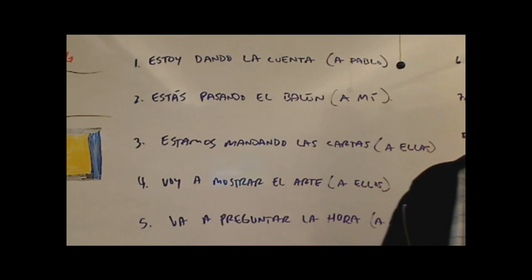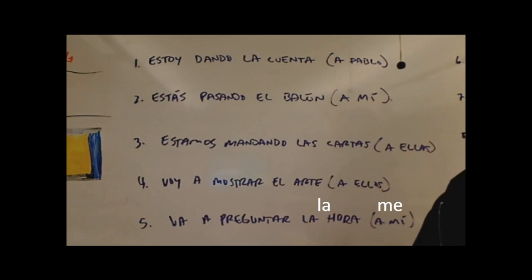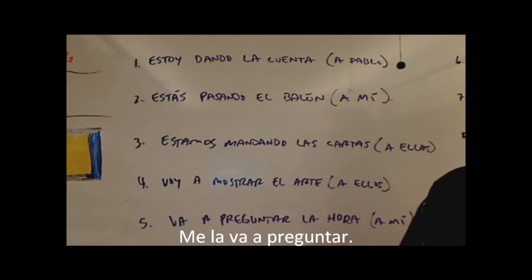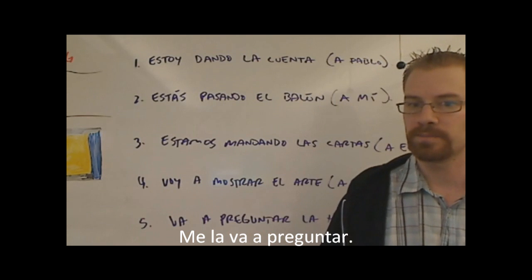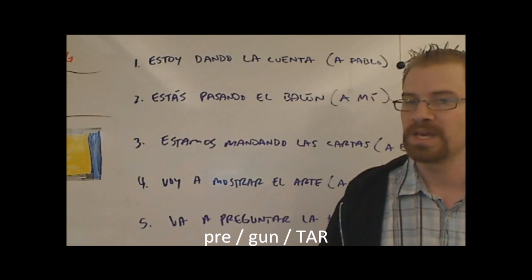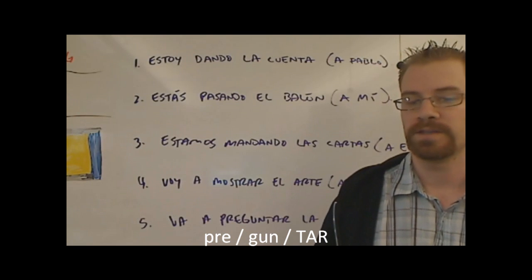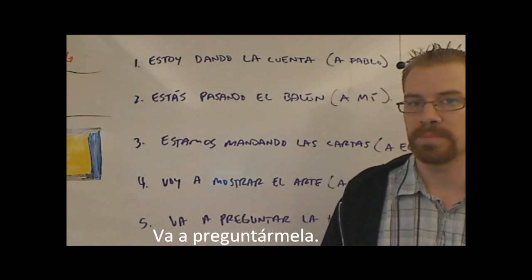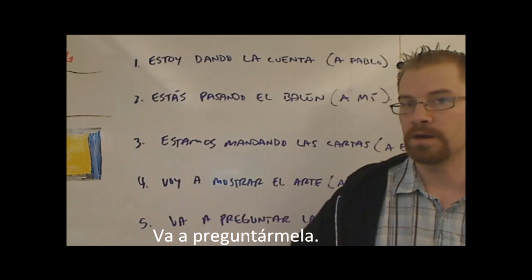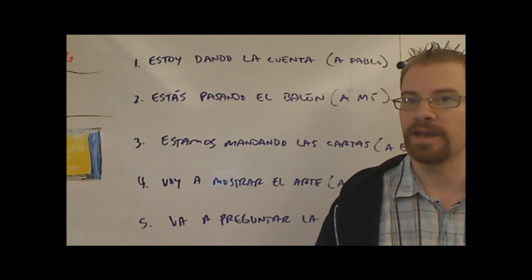Number 5. Va a preguntar la hora a mí. La hora would change to la, a mí would change to me. I could put them both at the beginning and say me la va a preguntar. Or I can attach the me and the la to the preguntar. Think about how you say preguntar. Preguntar, preguntar. The stress is over the AR again. If I attach them, I have va a preguntarme la. Since the AR part is 3 or more syllables back, add an accent mark to it.